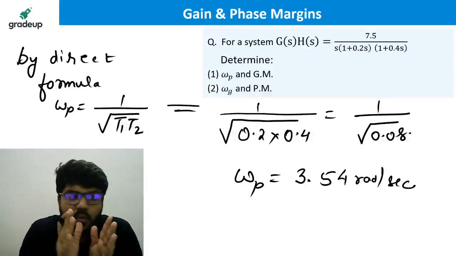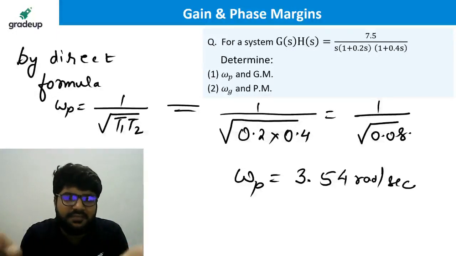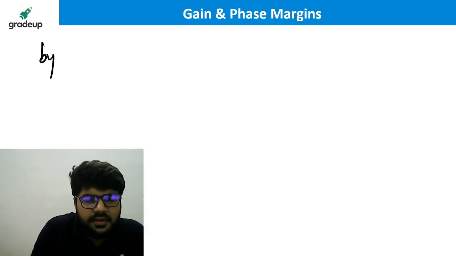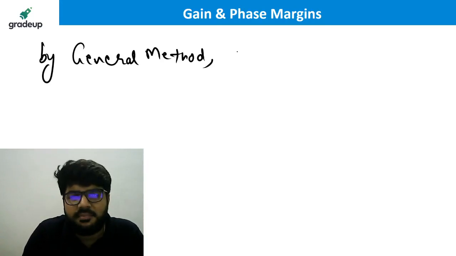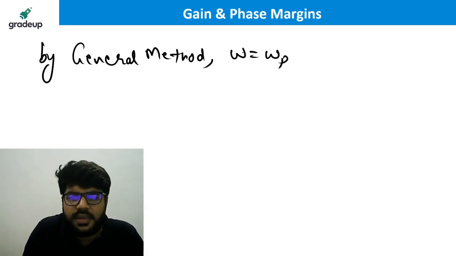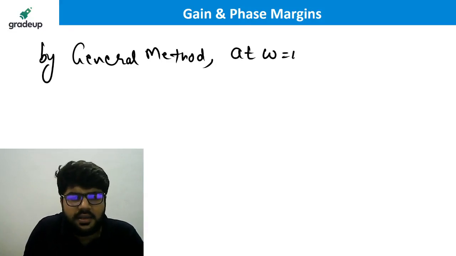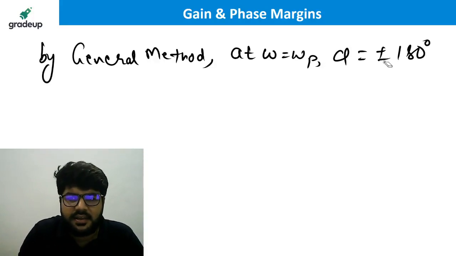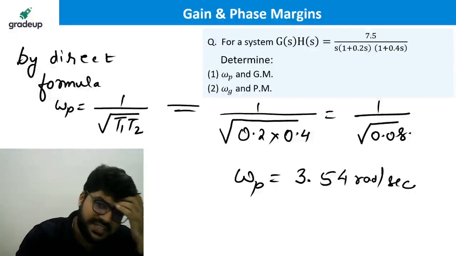But what is the analytical method? Suppose any other G(s)H(s) may come now. We are not going to derive the formula for everything. I have given you the formula. So by the general method, how will you solve? Understand this, and the same calculations we may apply in many questions. At ω equal to ωp, the phase crossover frequency, you will equate the phase as plus minus 180 degrees. Commonly minus 180 will be used because mostly the phase is in negative form.